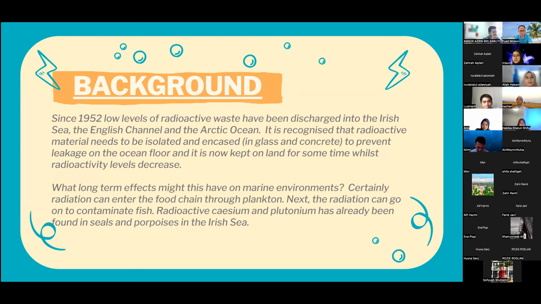So what long-term effects might this have on marine environments? Certainly, radiation can enter the food chain through plankton. Next, the radiation can go on to contaminate fish. Radioactive cesium and plutonium have already been found in seals and porpoises in the Irish Sea.